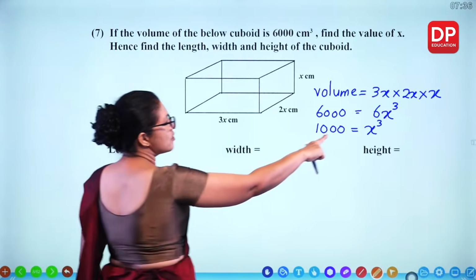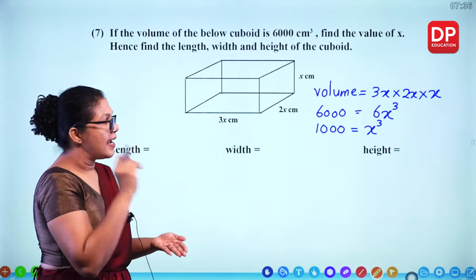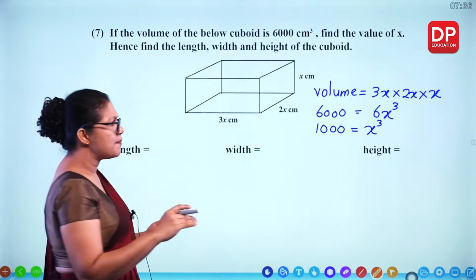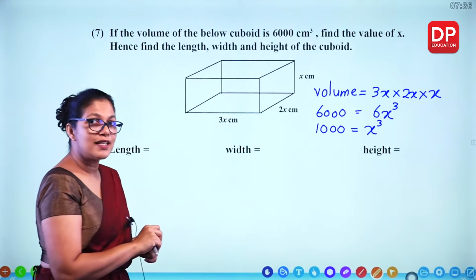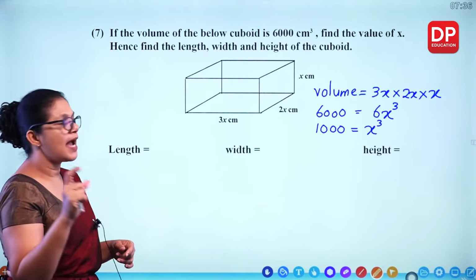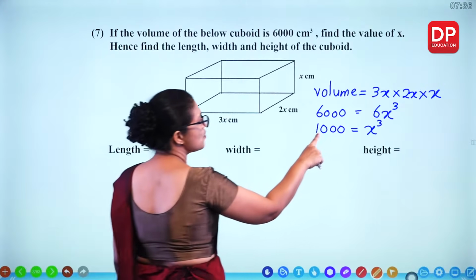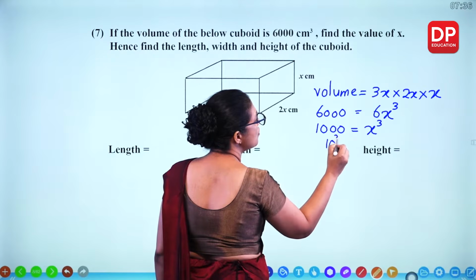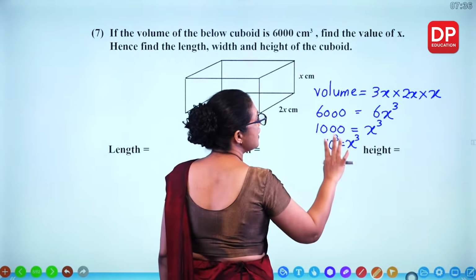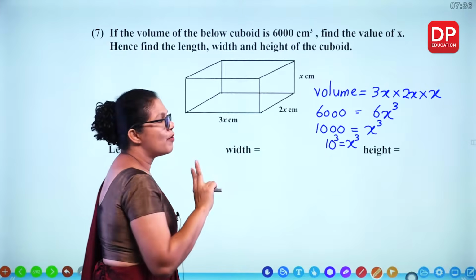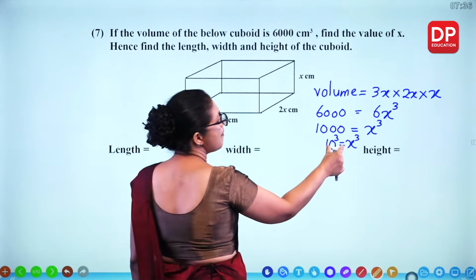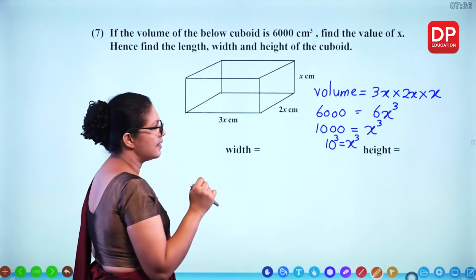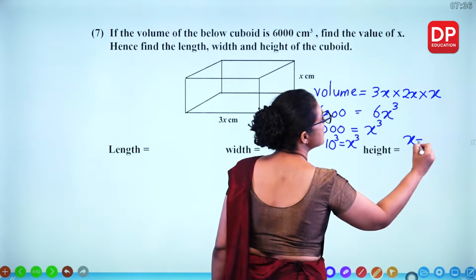So we know a value multiplied 3 times, the same value multiplied 3 times, how do you get 1000? 10 times 10 times 10. So you can write this as 10 to the power 3 is equal to x to the power 3. When the powers are the same, you can compare the two bases. So x is equal to 10.